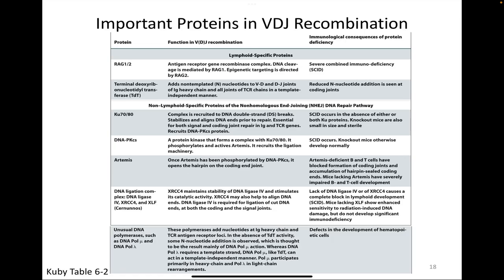And that is really where a lot of these proteins that are important in VDJ recombination come in. I am going to talk a lot about RAG1 and RAG2. I'm going to talk about TDT. I'm going to talk about Artemis. I'm really just going to say the ligase here, or polymerases for these other ones. RAG, TDT, and Artemis are the ones I'm going to highlight in this discussion. Otherwise, like I said, I'm going to say polymerase and ligase in this process.